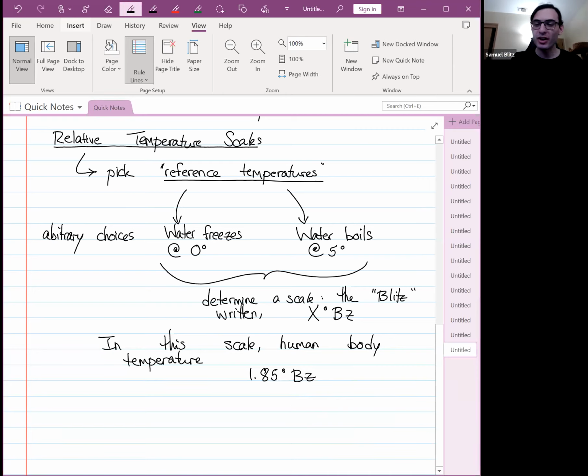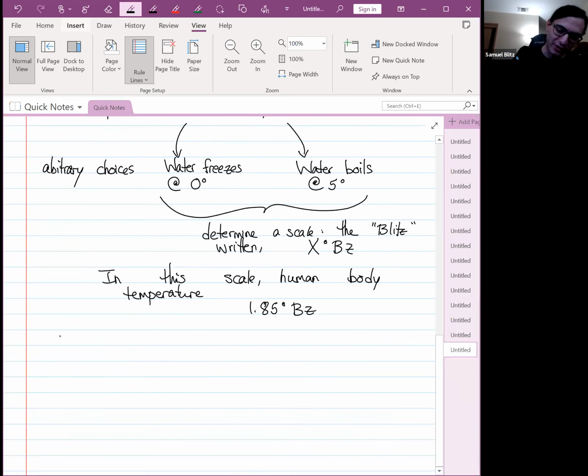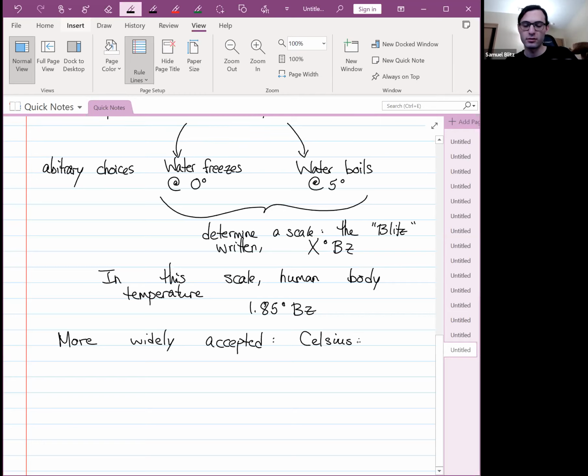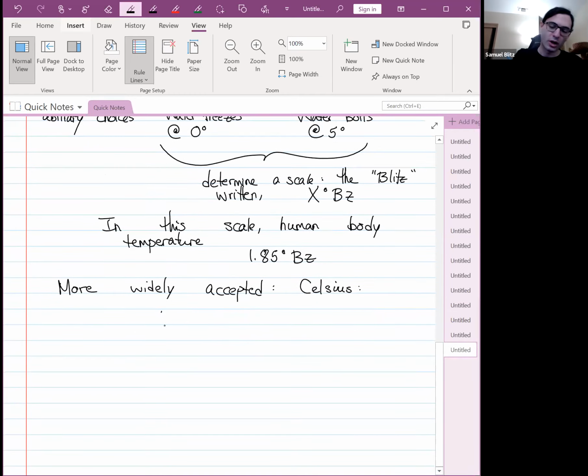Anyway, however, there is a more widely used scale, or more widely accepted anyway. The Blitz will be accepted eventually. It will win out. Is the Celsius scale. So the Celsius scale says that water freezes. Come on, scroll please. Water freezes at.